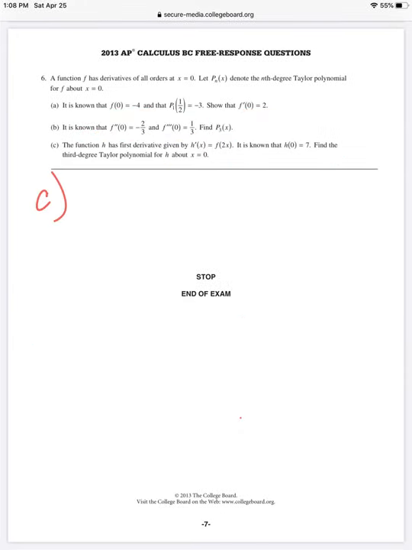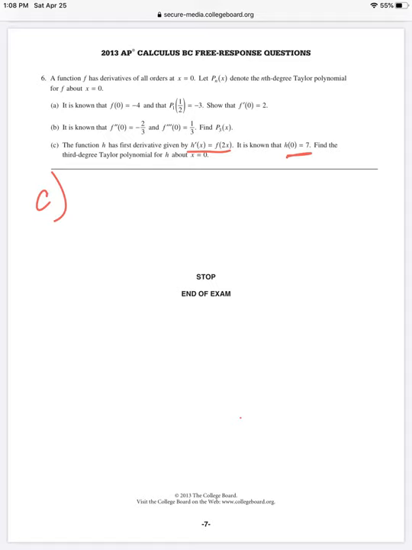The function h has a first derivative, where the derivative h prime of x is f of 2x. It is known that h of 0 is 7. Find the third degree Taylor polynomial for h about x equals 0.